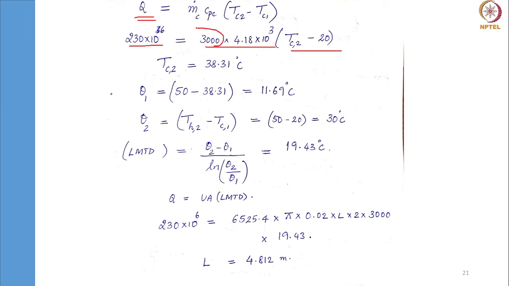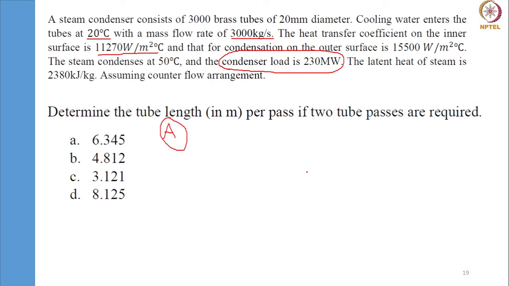So m dot is given as 3000 kg per meter cube. Cp we are going to assume as 4180 joule per kg Kelvin. Inlet temperature is known, and the exit temperature, once we plug in these values, we get as 38.31 degrees Celsius. After finding this out, we are interested to find out the LMTD. Go ahead and calculate what LMTD this heat exchanger has.